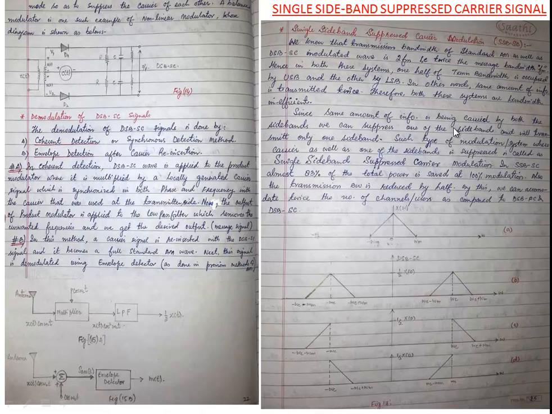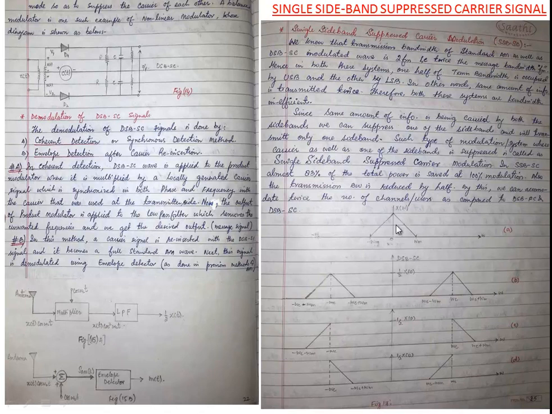Since the same amount of information is carried by both the sidebands, that is the upper sideband and the lower sideband, we can suppress one of the sidebands and transmit only one sideband. Such type of modulation or system where the carrier as well as one of the sidebands is suppressed is known as single sideband suppressed carrier. In SSB-SC, almost 83% of the total power is saved at 100% modulation. Also, the transmission bandwidth is reduced by half. By this, we can accommodate twice the number of channels or users as compared to DSB-SC and DSB-FC.